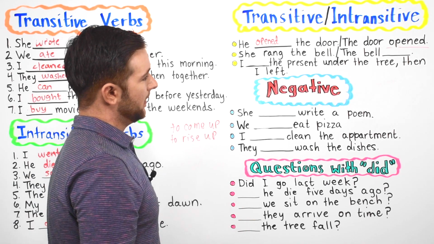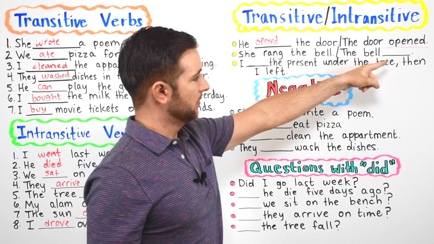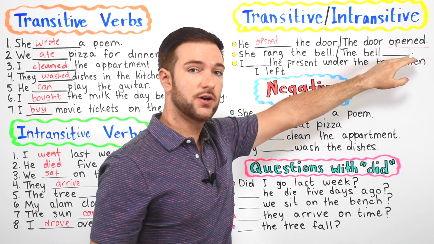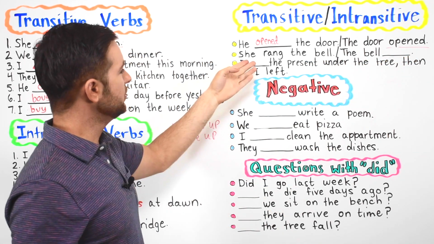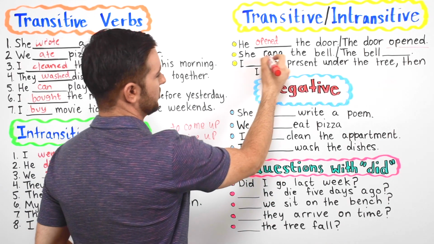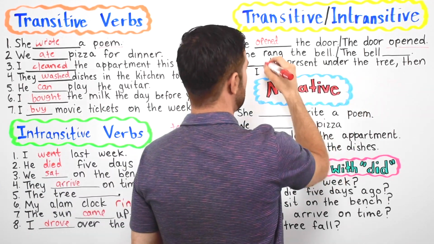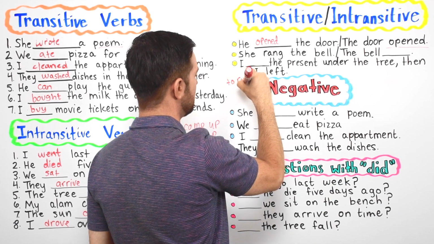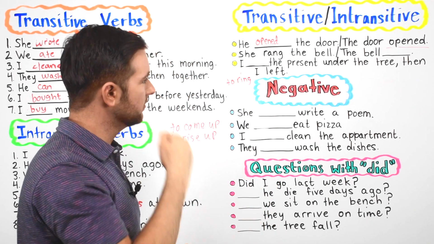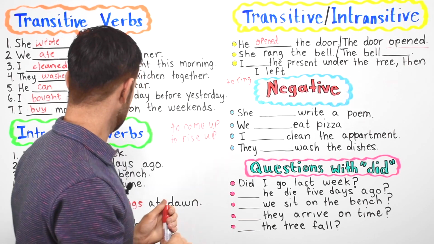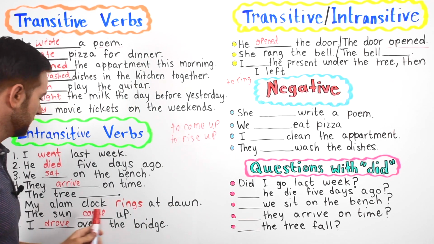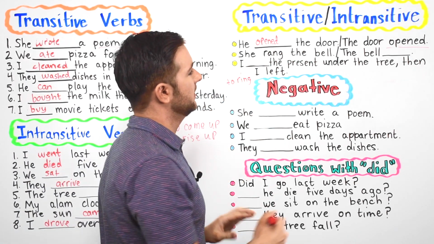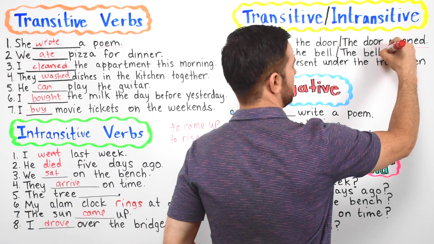She rang the bell and the bell blank. So what can we say here in this blank spot? Do you know? She rang the bell, so we're going to take this verb right here, coming from the verb to ring. For example, if you have a phone, ring, ring, ring, hello. Or an alarm clock right here. My alarm clock rings at dawn. She rang the bell, or the bell rang.